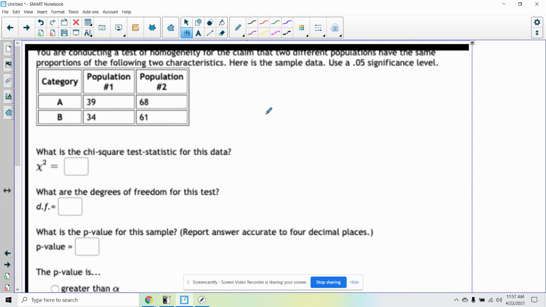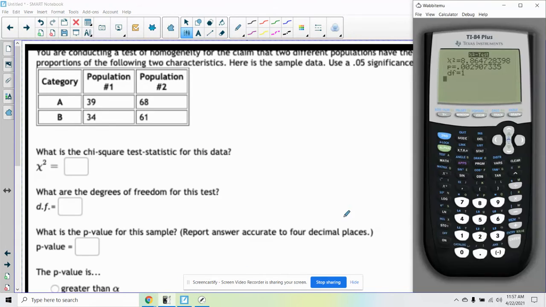Okay. In this one, you're conducting a test of homogeneity for the claim that 2 different populations have the same proportions of the following 2 characteristics. Here's the sample data. So back to our matrix menu. Edit A. Let's do this. This is going to be 39, 69, 68, 34, 61.